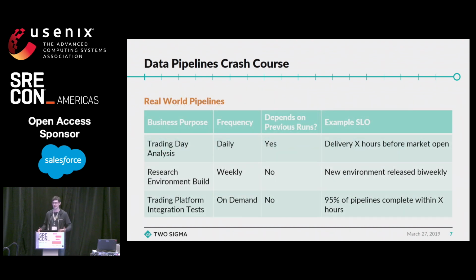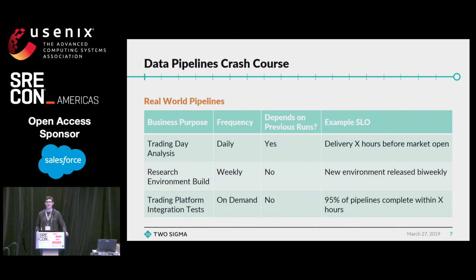What are some real data pipelines that we actually use day to day? Here are several examples of data pipelines that my team actually owns and operates, alongside some of the characteristics of those pipelines. So we have trading day analysis. At the end of trading each day, we want to produce reports and summary statistics that we can provide to our portfolio managers. And it's important that we get those reports to them prior to the next day's trading so they can make business decisions based on them.